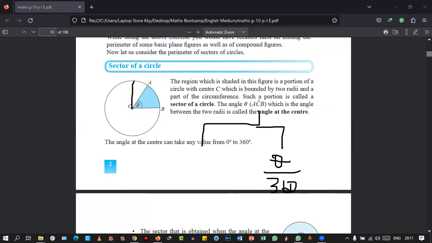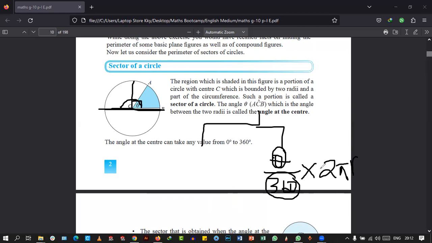Like if you cut like this, the angle will be 90 degrees. If you cut like this, then the angle will be 180 degrees. You can obtain a maximum of 360. That is why we put 360 on the bottom, and we put theta on the top. So likewise, it will be theta divided by 360. That is not the arc length yet. Arc length is that times 2 pi r. This is the arc length.